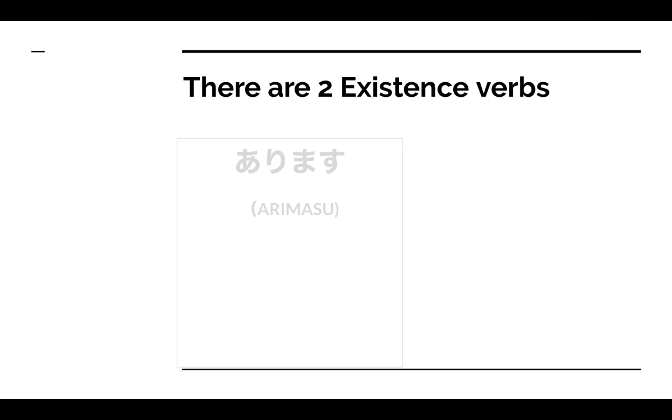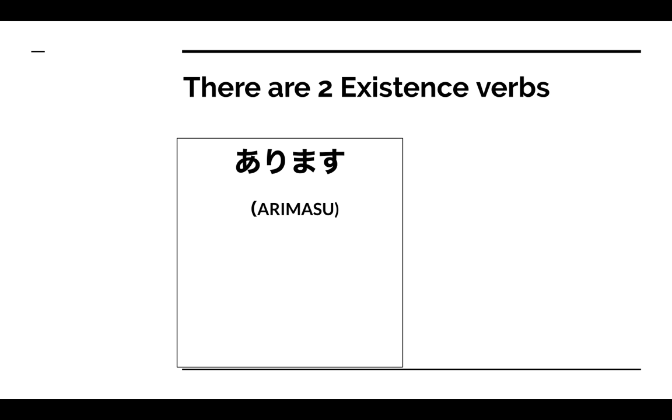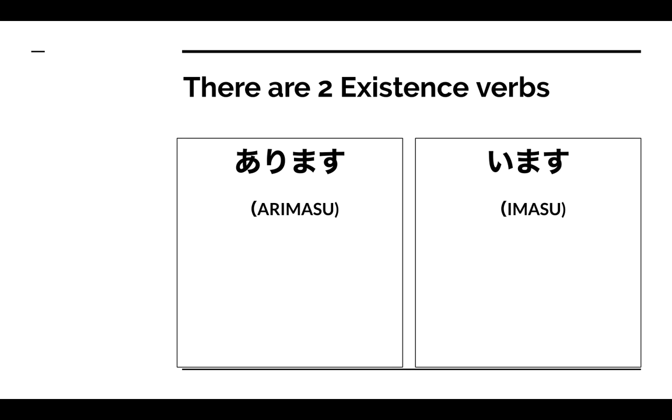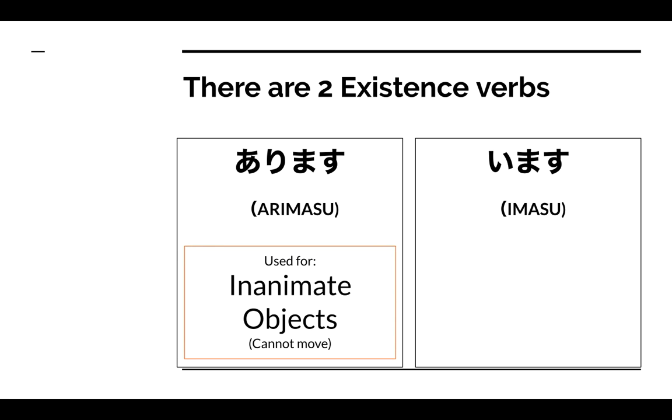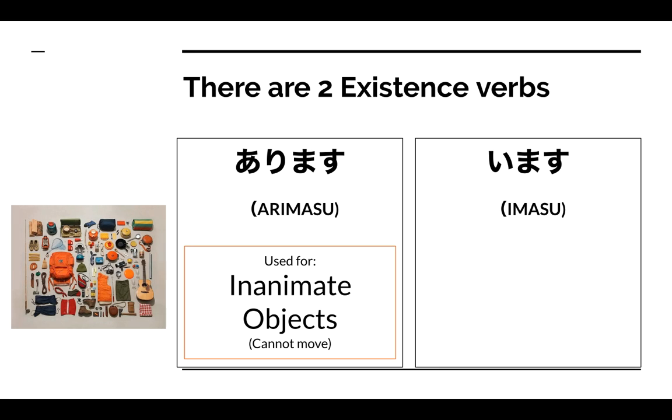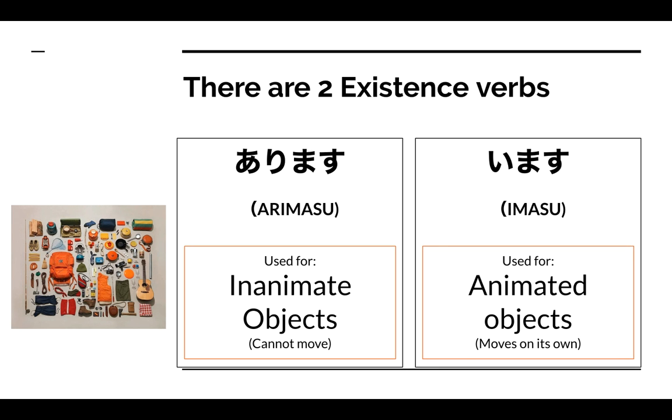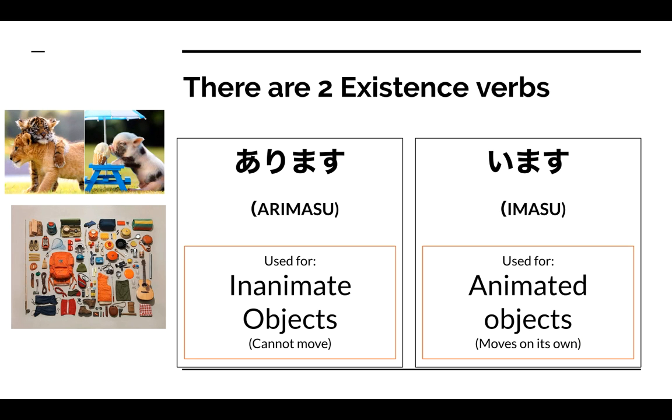So there are two existence verbs. One is arimasu. It was in your vocab list. The next is imasu. That's the second verb. Now, they mean the same thing, but they are used for different objects. Arimasu is specifically used for inanimate objects, which means that it cannot move. Imasu is used for animated objects, which means that it can move on its own. So when I say that, it is not the difference between living organisms and non-living organisms. It is items that can move on their own and cannot move on their own. Does that make sense to you?